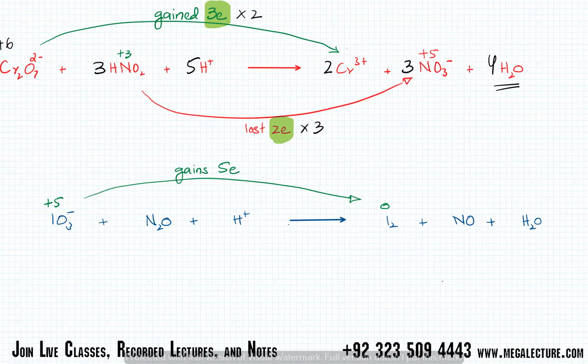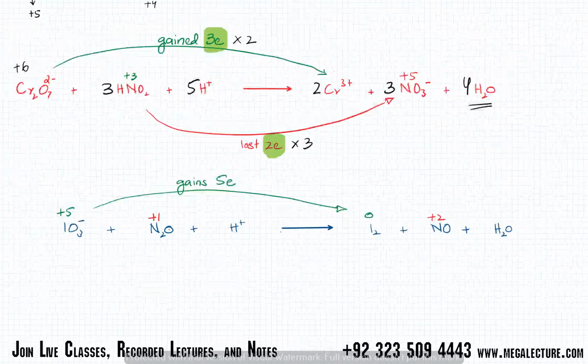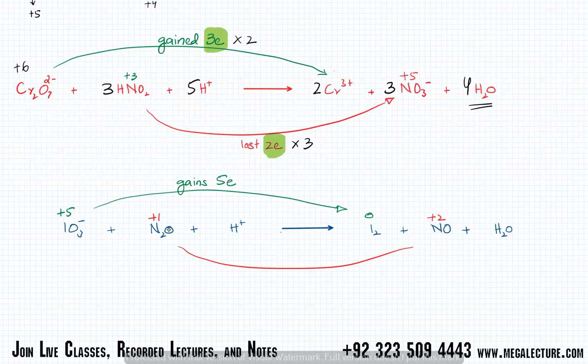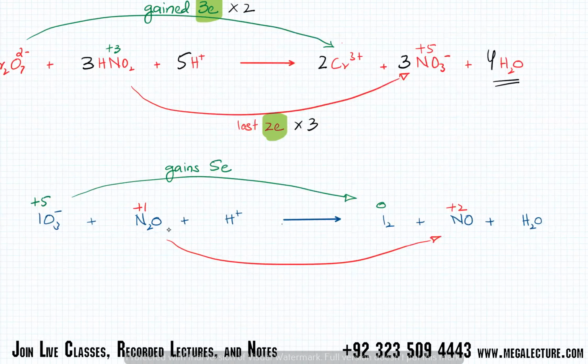Achha, what is the oxidation state of N over here? +1. So N is +1. What's N on the other side? That's +2. Achha, so N is the one that loses 1 electron, right? So it loses 1 electron. So I've got the number of electrons gained and the number of electrons lost. All I need to do is just make them equal.